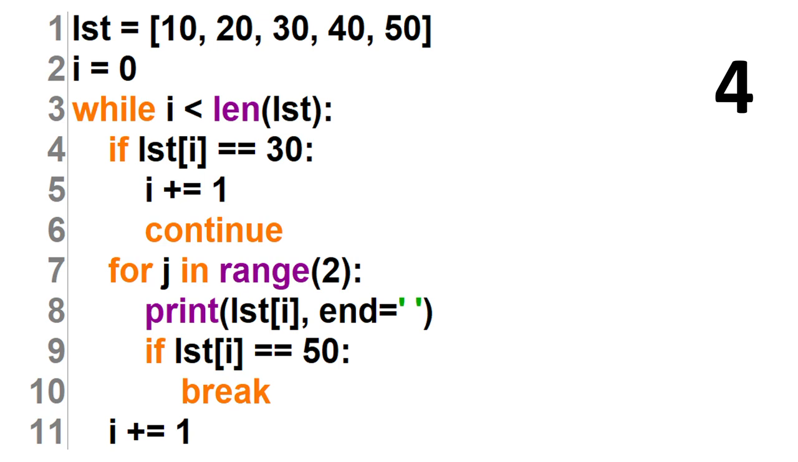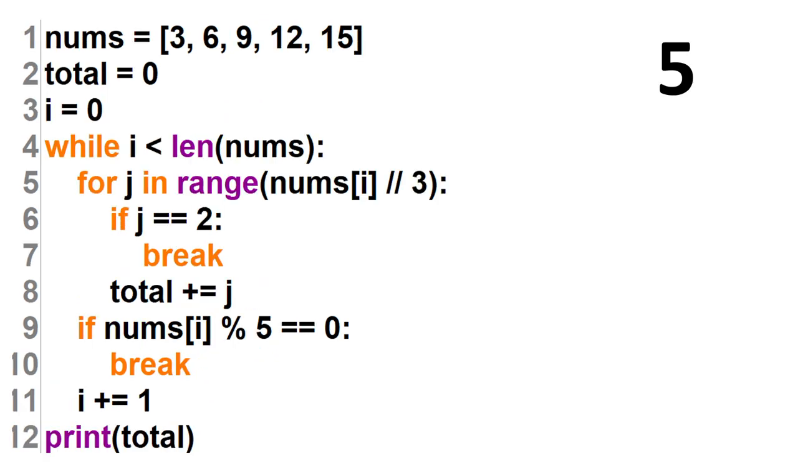Now here we have another question on the screen, the fifth one. Here also we have some logic. In this we have to print the total. Earlier the total is 0, and here we are doing some combination of loops and conditions, and then again a condition, then again a break. So finally you have to find out what the answer for this is.